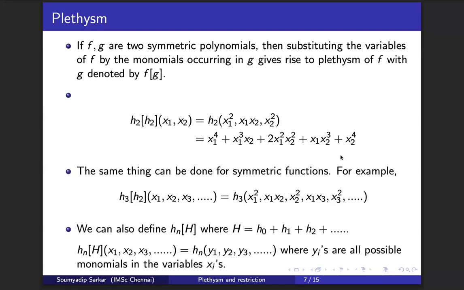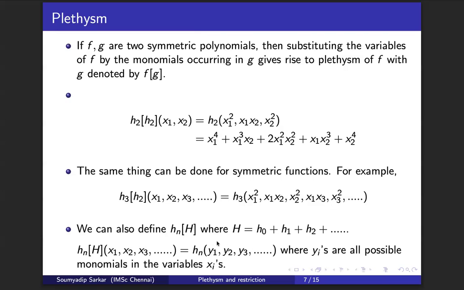Instead of symmetric polynomials, if you have symmetric functions, you can do the same thing. So what is h3 plethysm h2? The symmetric function h3 plethysm h2 is just a formal power series. How is it defined? You take all the monomials of degree 2, x1 squared, x1 x2, x2 squared, x1 x3, and so on. So we have this countably infinite collection of monomials, and you plug them in place of the variables for h3.